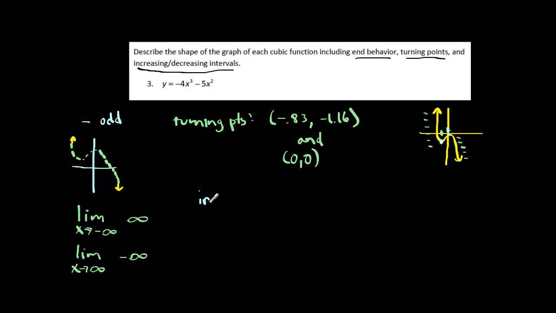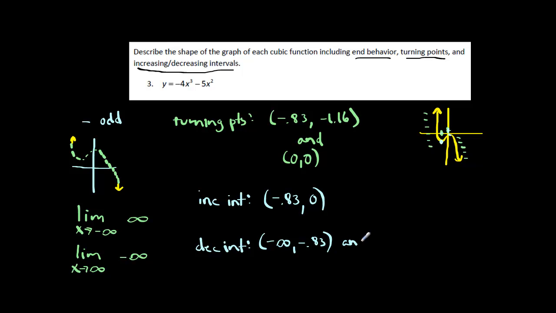So the increasing interval is going to be from the x value of this point, which was negative 0.83, to the x value of this point, which was 0. That's the only increasing interval. For the decreasing interval, it's going to be from negative infinity to the x coordinate of that point, so negative infinity to negative 0.83, and from the x coordinate of this point to positive infinity. So it's going to be 0 to infinity. And you're done.